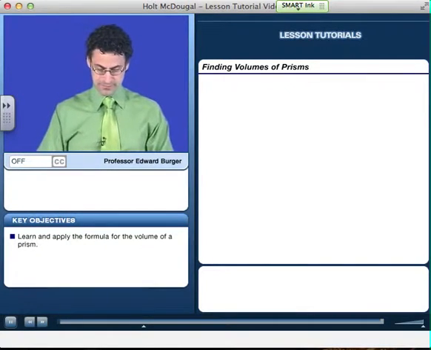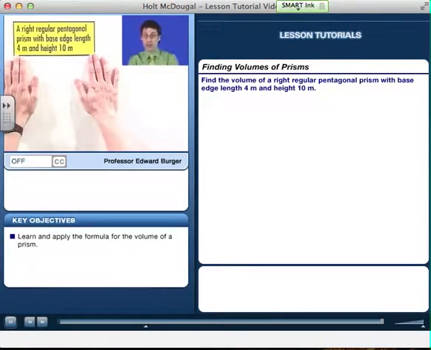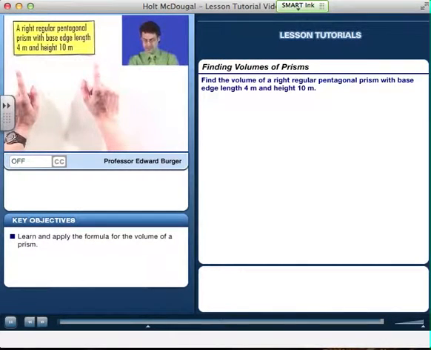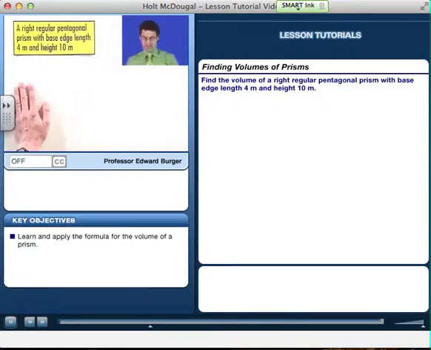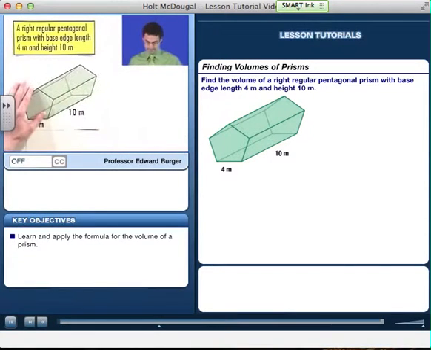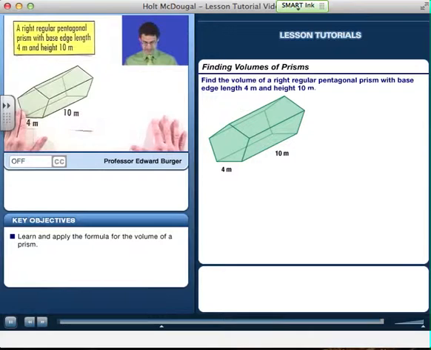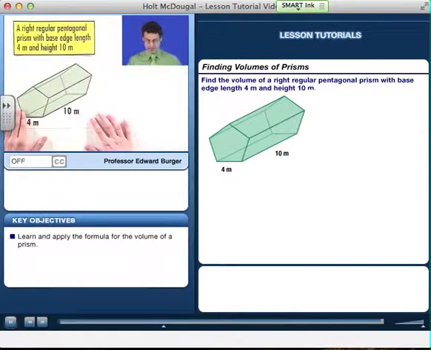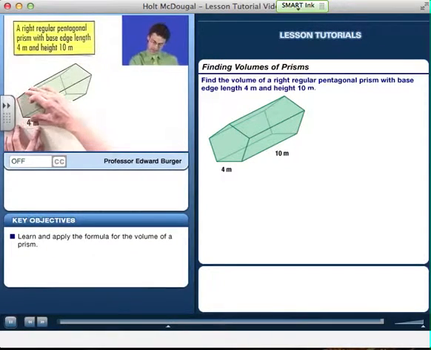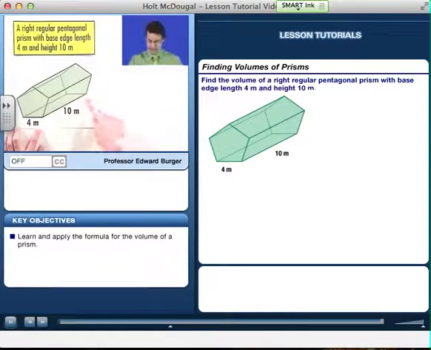Check this out. Let's find the volume of a right regular pentagonal prism with base edge length 4 meters and a height of 10 meters. Now, let me show you the picture of this, and then you're going to see what a big deal really is. Look at this picture. So notice that this is, in fact, a pentagonal prism, and it's a regular pentagonal prism because I start with a regular pentagon over here, and I've sort of dragged it, if you will. I've dragged it a length of 10 meters. Each side of the pentagon is 4 meters, and so we have this pentagonal prism.